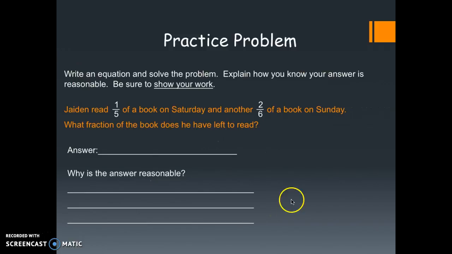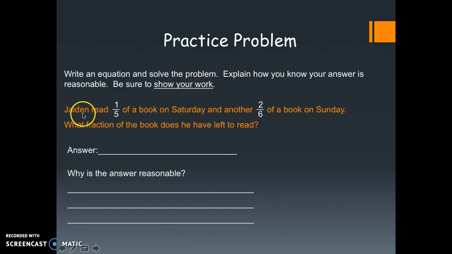So it's your turn. You're going to write an equation and solve the problem just like I did. If you need to go back and look, feel free. You must explain how you know your answer is reasonable and be sure to show your work.